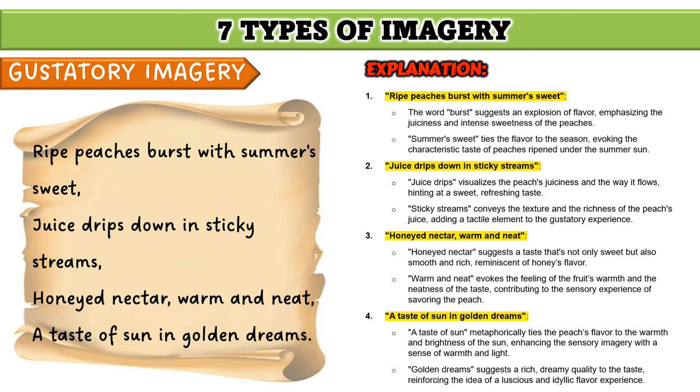Juice drips down in sticky streams. Juice drips visualizes the peach's juiciness and the way it flows, hinting at a sweet, refreshing taste. Sticky streams conveys the texture and the richness of the peach's juice, adding a tactile element to the gustatory experience.